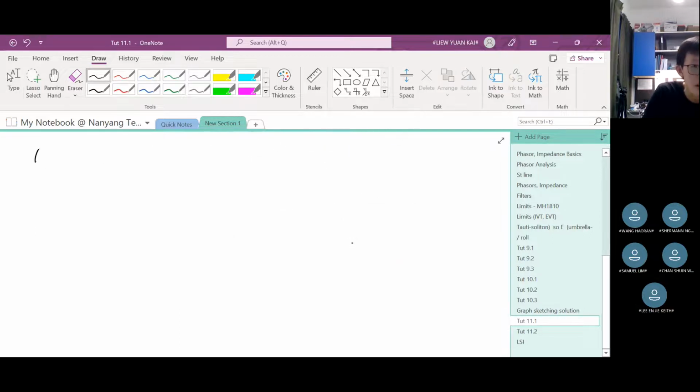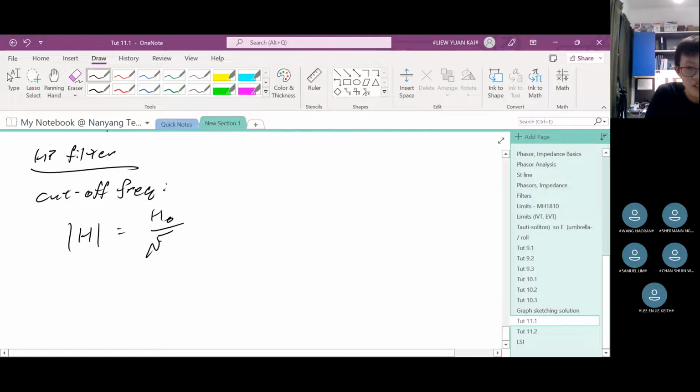Moving on to the high pass filter. We also need to find the cutoff frequency. To find the cutoff frequency, we need to take the modulus of H naught divided by root 2.